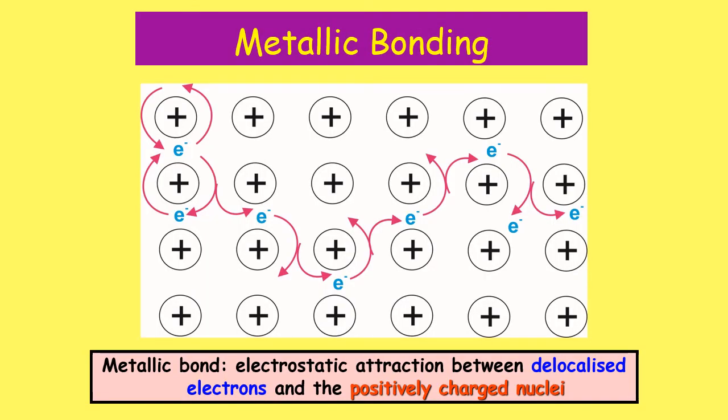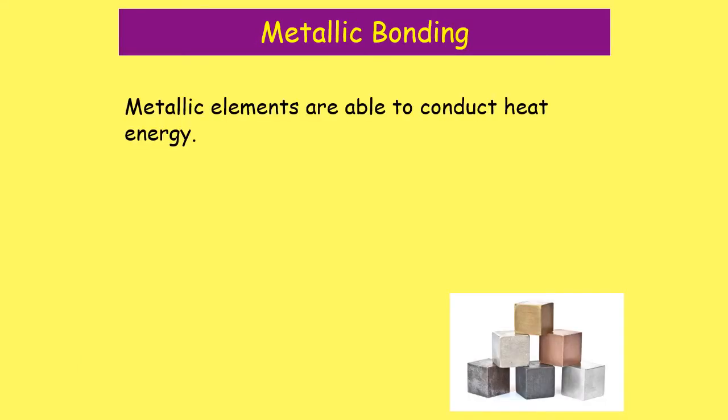So again, metallic bonding is the electrostatic attraction between delocalized electrons and the positively charged nuclei, or the positively charged ions. So this diagram just shows that the electrons are constantly moving, and the electrons between the metal ions are sometimes called a delocalized cloud or a delocalized sea of electrons, because they're constantly moving, they're constantly flowing.